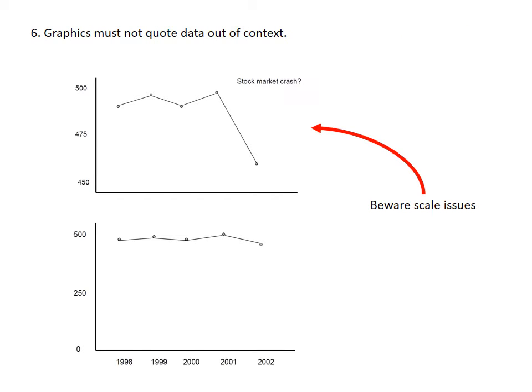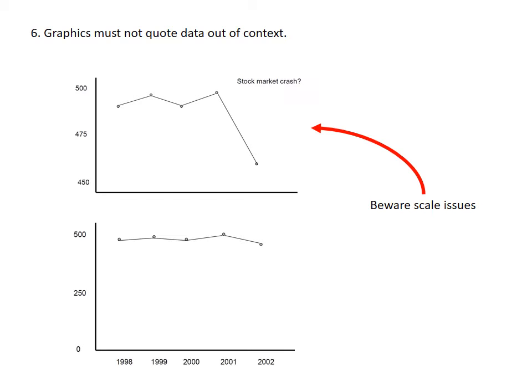So the last graphical integrity principle, number 6, is that graphics must not quote data out of context. And mostly what this means is scale. The top figure here shows this really steep decline from the 4th to the 5th data point. And it's all a matter of perspective, right? If you start the figure at the lowest possible value, 450, and it goes up to 500, yes, this looks like a really steep decline.